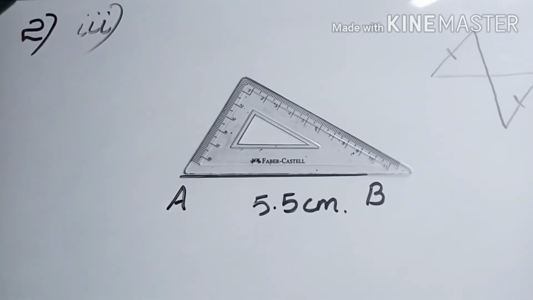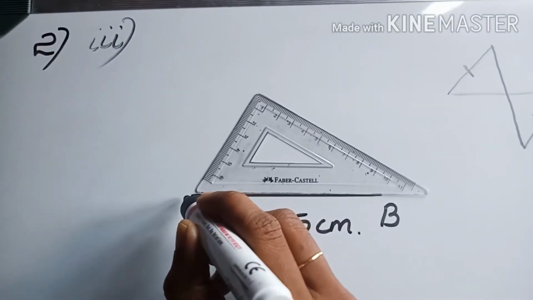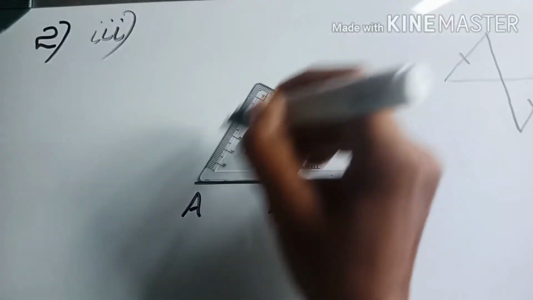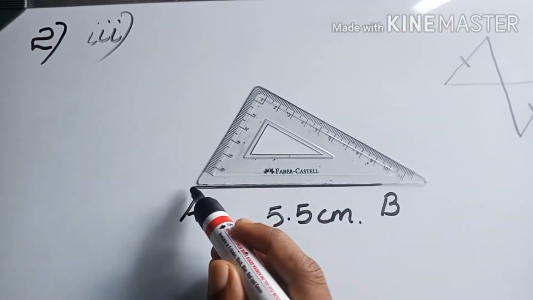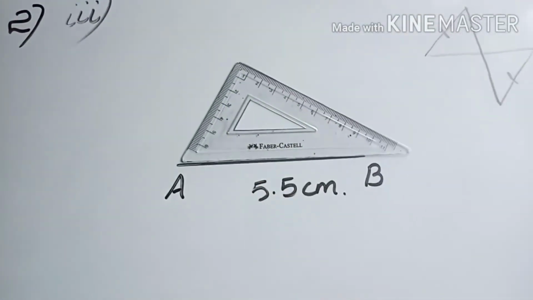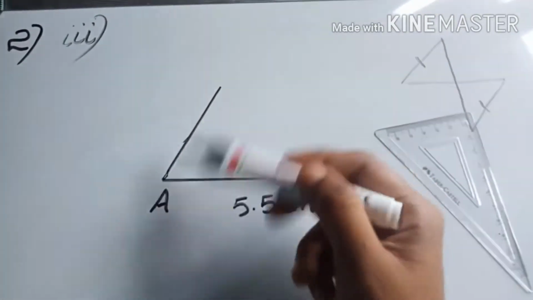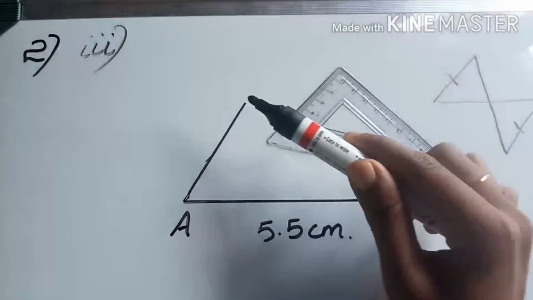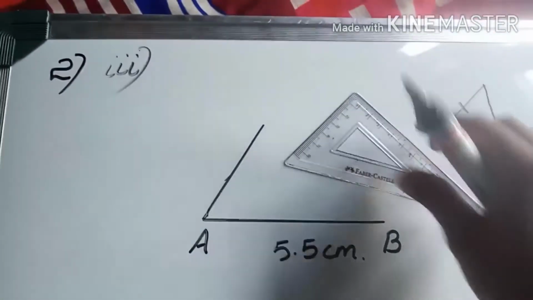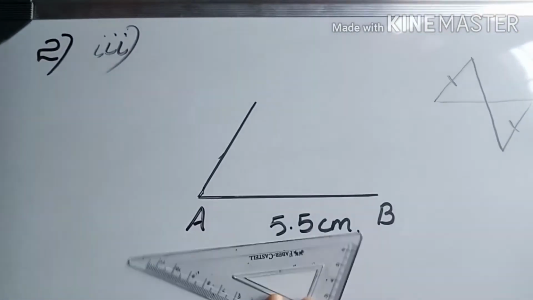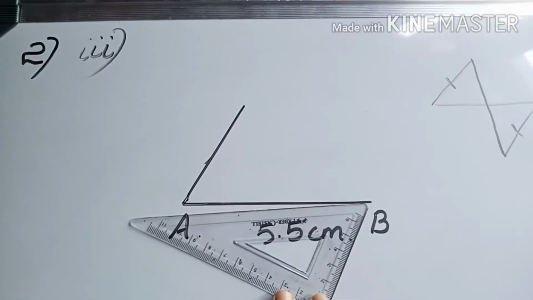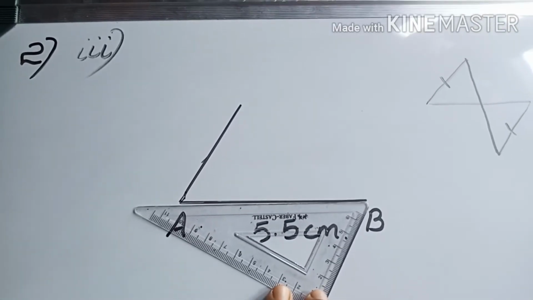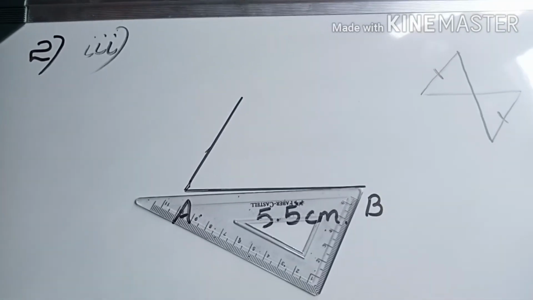Okay, after that, from this end point, from the point A, just draw a line. Using the set square, keep it like this and draw a line here. Similarly, take the set square and keep it like this from the B point towards the down. Towards the down also we have to draw one line.